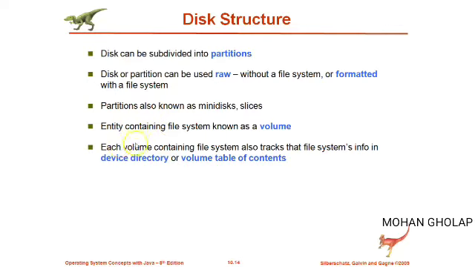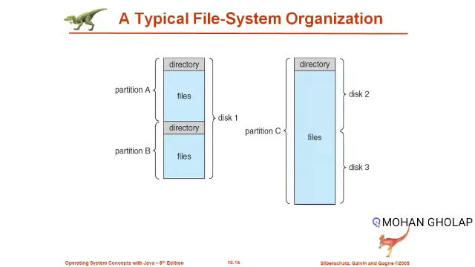And here the entity containing the file system is also known as a volume, and the file system information or the volume information is present in a particular directory, that is the device directory or the volume table of contents. So a typical file system organization can be shown in this way. We saw that the disk will have a number of partitions, and each partition may have files and directories. So here you can see we have a particular disk, that is disk 1.